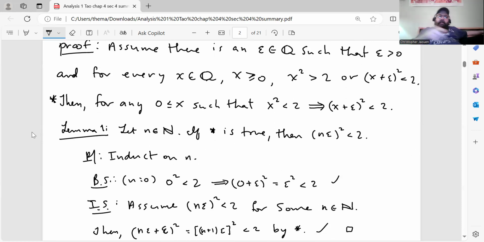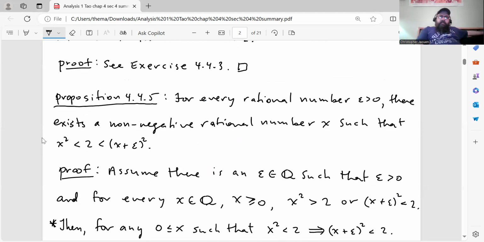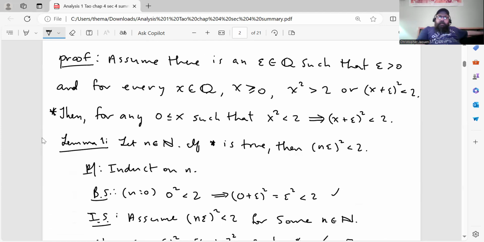All right, then here I have a star in front of this because we're going to use this as a hypothesis in what I'm writing as lemma 1 down below. Then for any x with 0 less than or equal to x, such that x squared less than 2 implies (x plus epsilon) squared less than 2. In other words, if the first part of the disjunction here is false, then the second part has to be true. Also I should make a note here, we don't have to worry about x squared being equal to 2 or (x plus epsilon) squared being equal to 2 by the previous proposition, the fact that square root 2 is not rational. So we only have to worry about strict inequalities here.